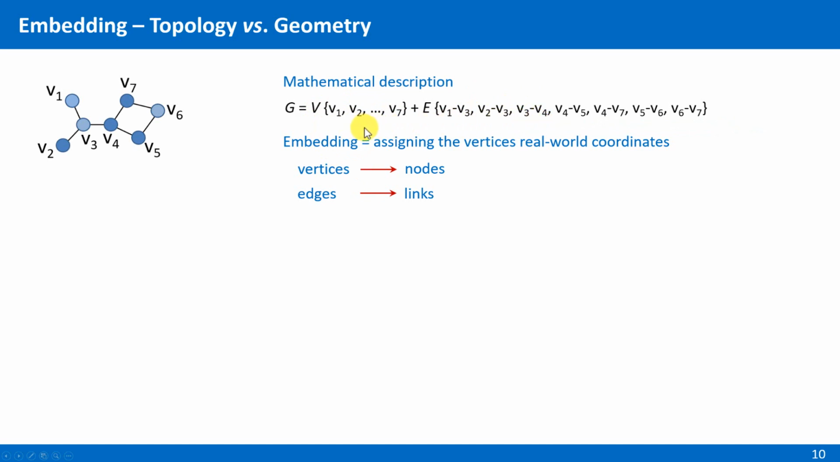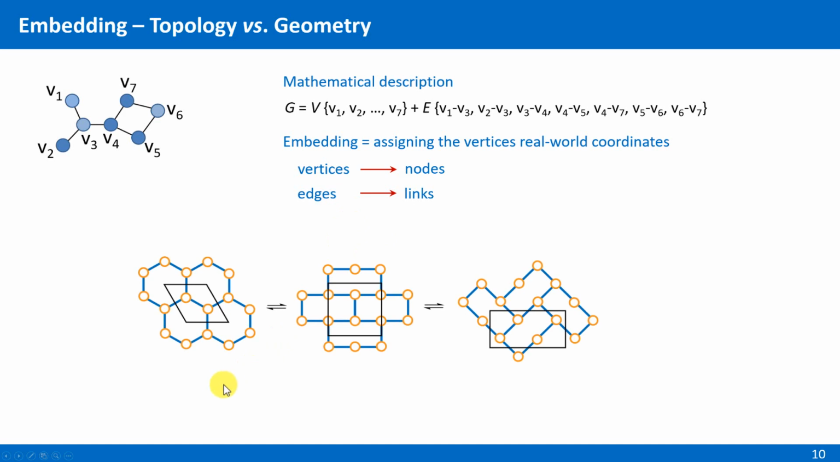But if we now want to assign these vertices coordinates in our 3D world, we can do this in different ways. Such an assignment is called an embedding or also realization. And when we do this, we speak then about nodes instead of vertices, and about links instead of edges. In this way, we linguistically distinguish between abstract graphs and concrete nets. So, and as I mentioned, this embedding can be done in different ways.